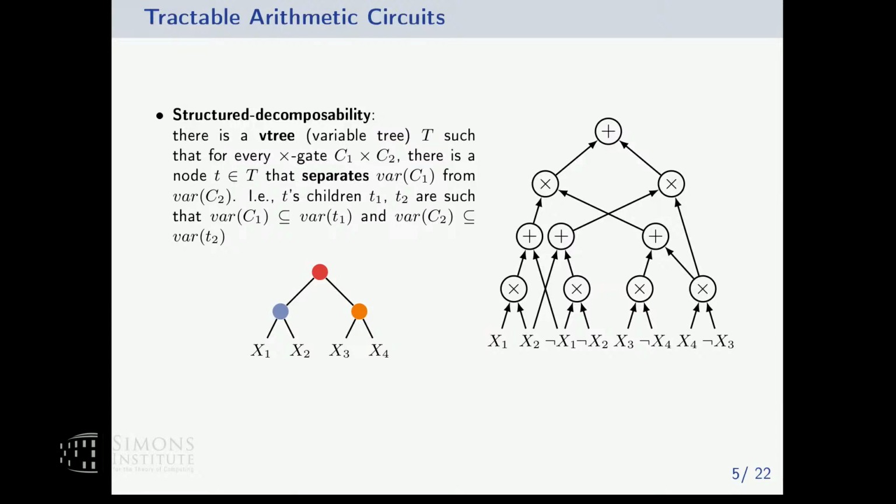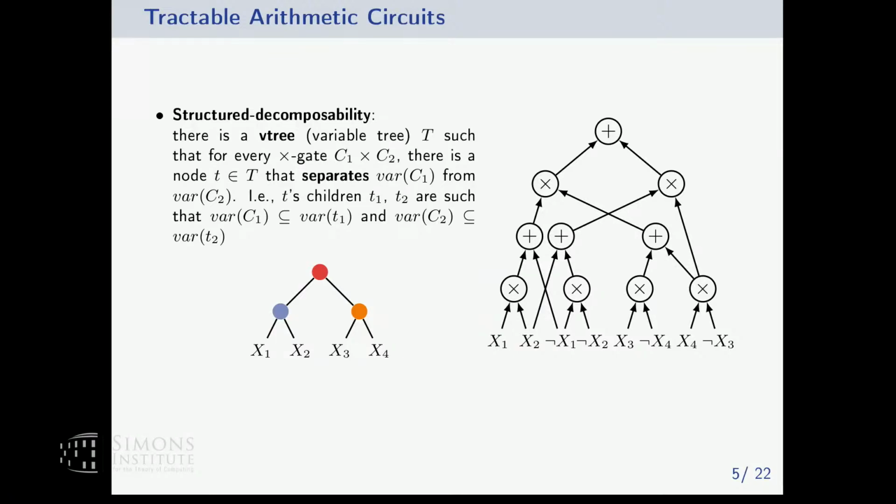In structured decomposability, that's also a kind of decomposability, but the separation between the variables, you're not allowed to do all the separation you want. They have to be consistent with some structure which is given to you, and which is a branch decomposition over the circuit variables. We call it a variable tree, or V-tree. It's just a binary tree like this, whose leaves are in bijection with the circuit variables.